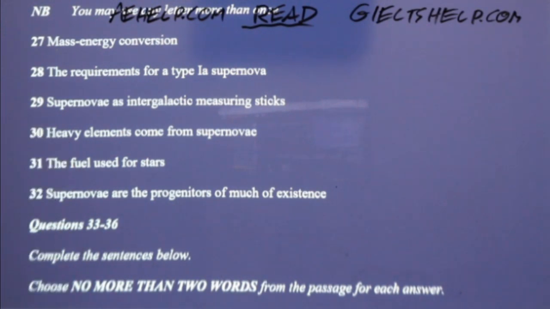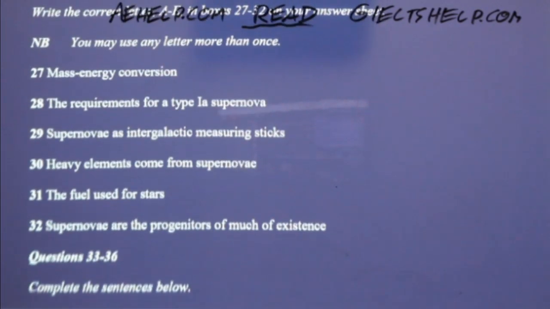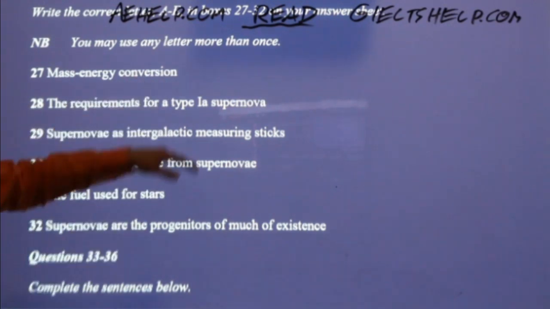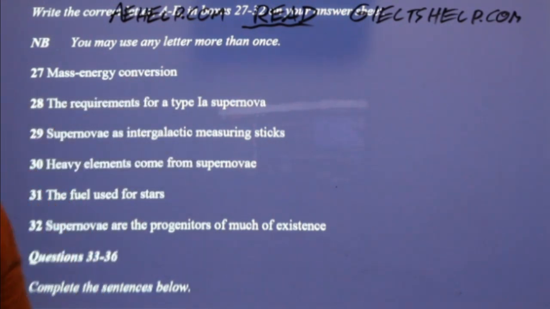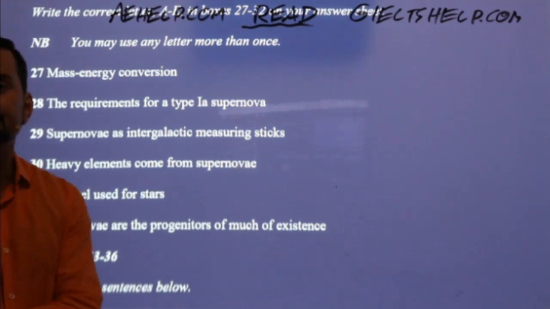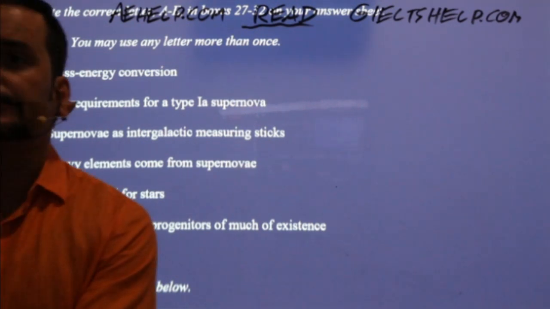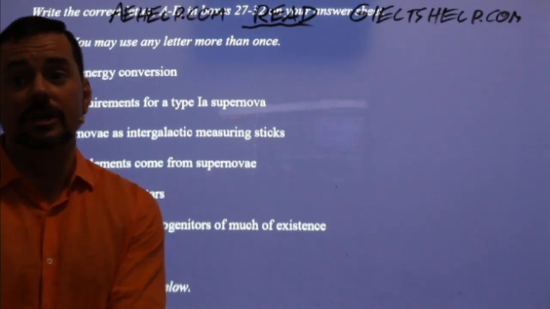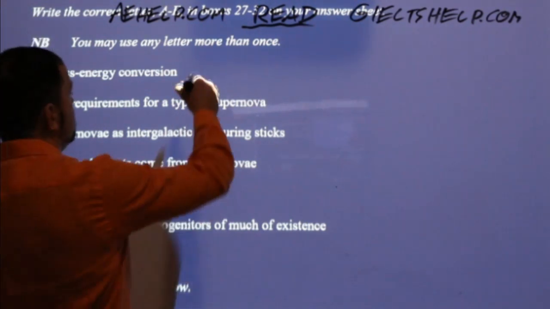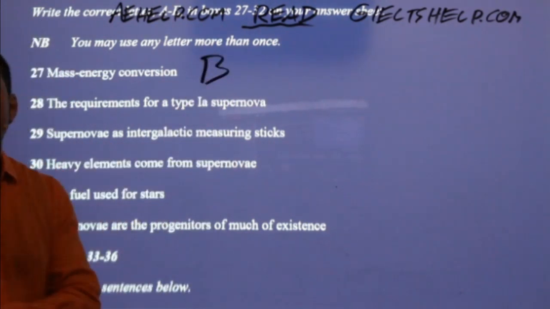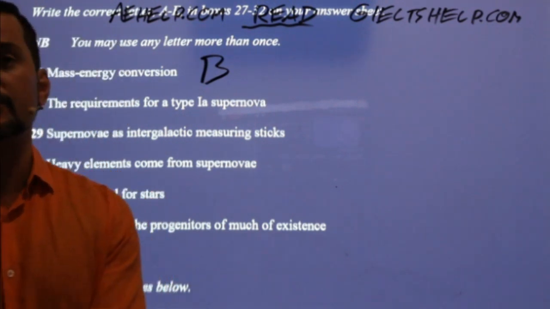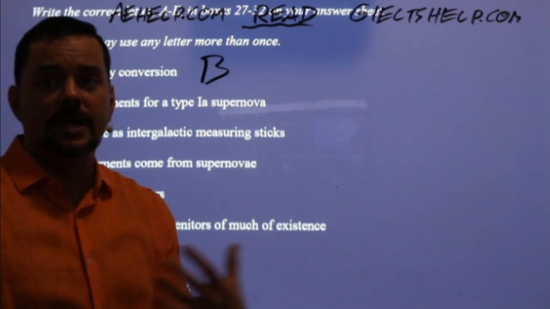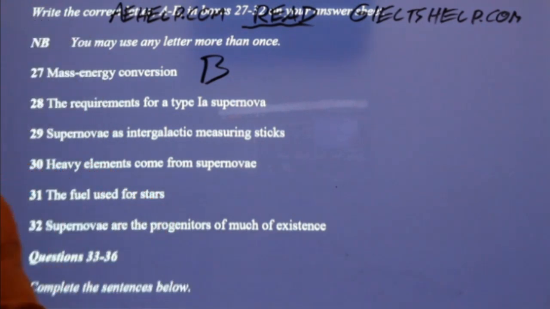27. Mass energy conversion. Which paragraph? A, B, C, D, or E? Which one is that one coming from? Baral is asking, is it possible to understand these details? Absolutely, you have to. Okay, a lot of you are saying B, and you're correct. Yeah, absolutely. When we're talking about those type 2 supernovae, and it's explaining how energy is converted, that's mass energy conversion. It's very clear.